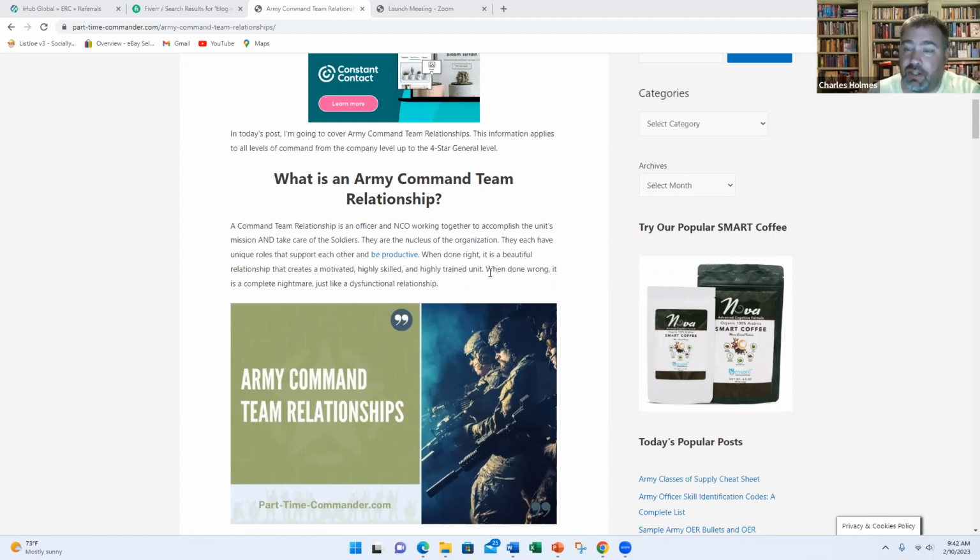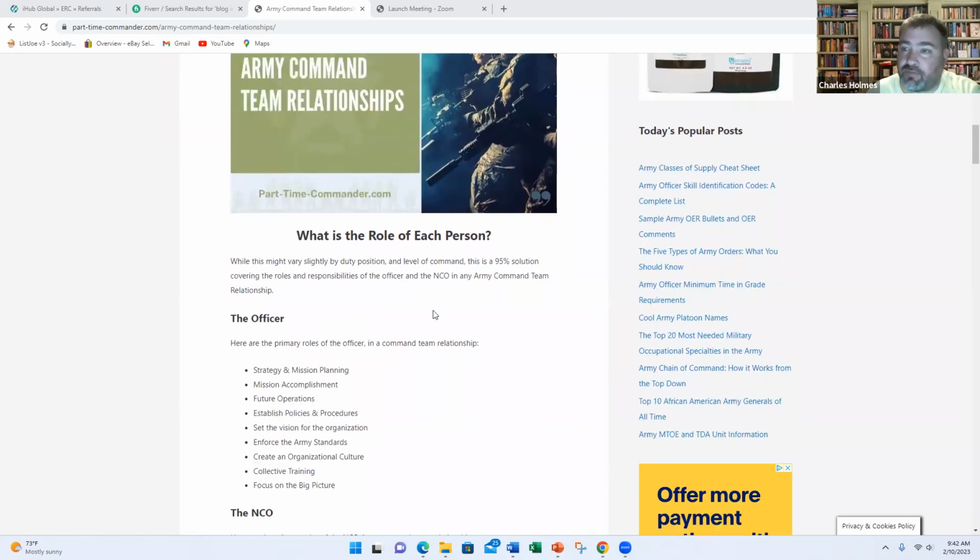The command team is the nucleus of the organization. They each have unique roles that support each other to be productive, to be effective. When it's done right, a command team relationship is like a marriage. It's a beautiful thing. And when it's done wrong, it is like a nightmare. It's like two people about to get divorced who hate each other. So you should make it your goal to have a successful command team relationship, whether you're the officer or the NCO. So let's first talk about the role of each person.